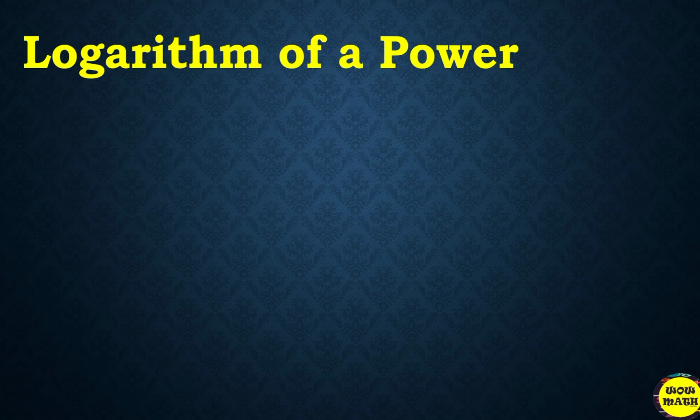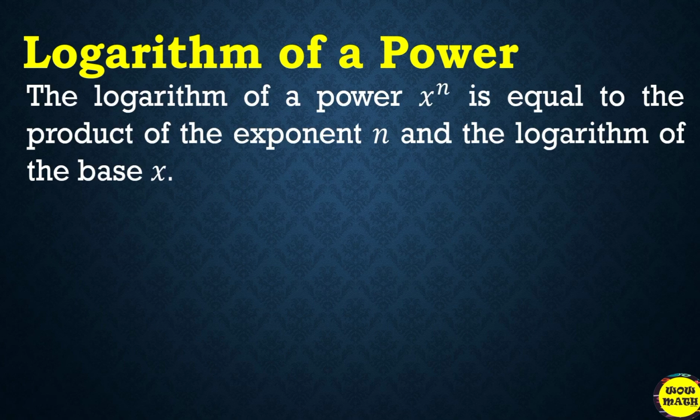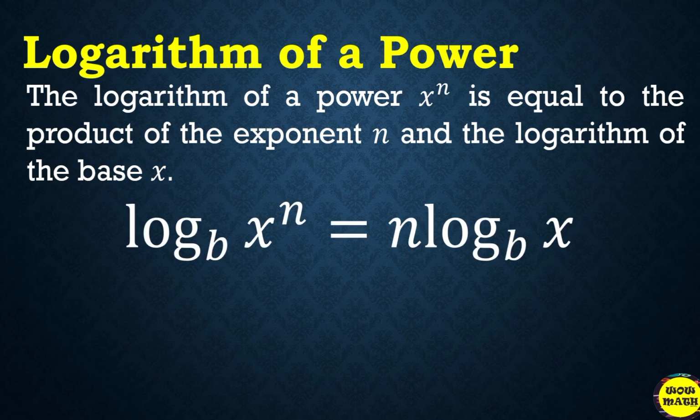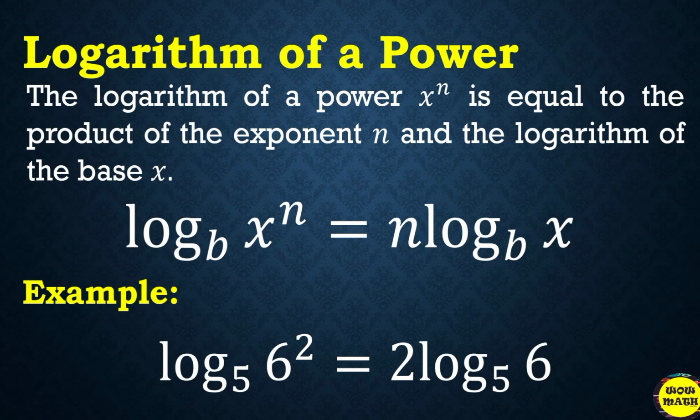For law number 3, the logarithm of a power x raised to n is equal to the product of the exponent n and the logarithm of the base x. Let's say logarithm x raised to n with base b is equal to n times logarithm of x with base b. For example, log 6 squared with base 5 is equal to 2 times log 6 with base 5.